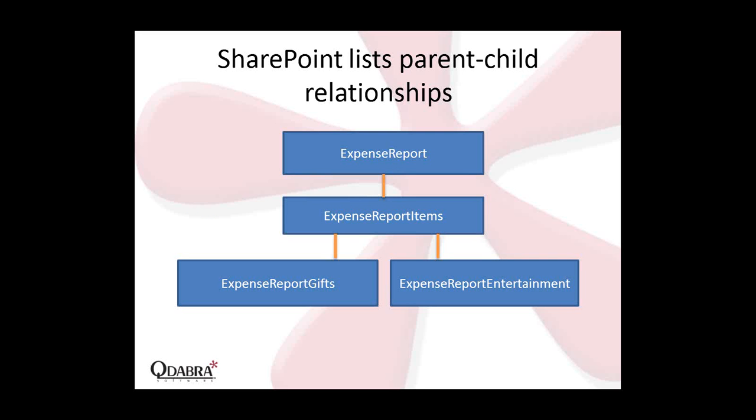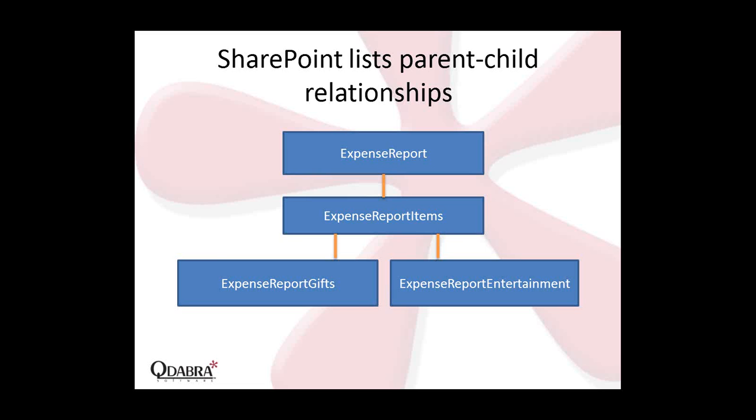And here's the relationship that they're going to have. We're using the expense report template, and it has 3 repeating nodes. So expense report, and underneath that expense report items, and under the expense report items we have expense report gifts and expense report entertainment.